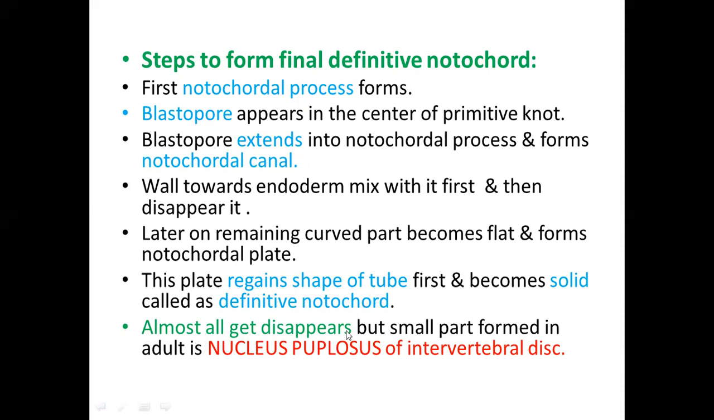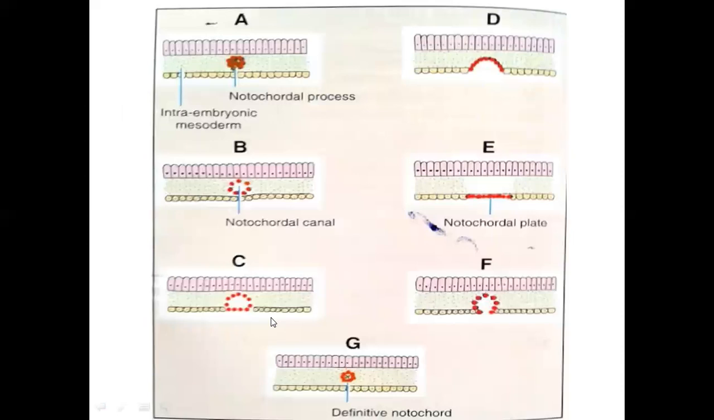Almost all of it disappears, but a small part forms, in the adult, the nucleus pulposus in the intervertebral disc. So this is the fate of the notochord. And these are the steps to form the final, definitive adult shape of the notochord. With the help of the diagram, you can see here, this is ectoderm, this is endoderm. You can see here the notochordal process.